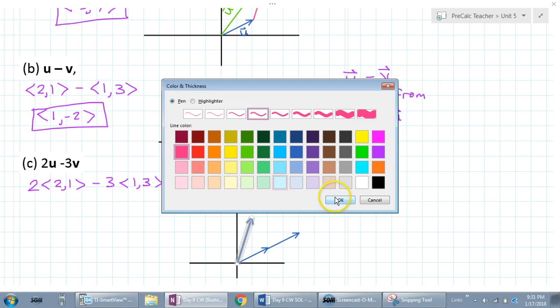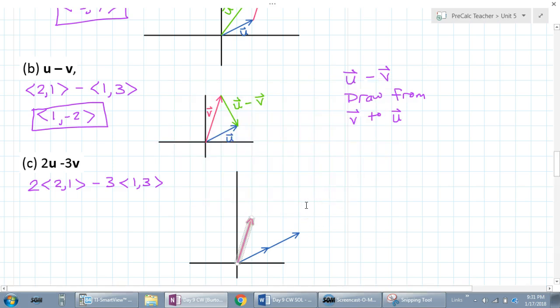I'm going to make vector v pink. Control C, I just copied it. Now Control V, I just pasted it. Okay, so now I've got 2 of them. But I want 3v. So I'm going to paste again. Alright, now I've got 3. And that's what I needed. So now I have 2u and I have 3v.